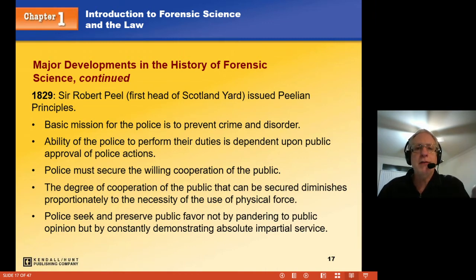So in order for the police to regain their standing in society, at least in American society, they can't pander to the public, which they're not, but they do need to constantly demonstrate absolutely impartial service, which they're also not necessarily doing yet. So these are the Peelian principles, which police officers are taught in police academy. So you'd think that it would be applied more.